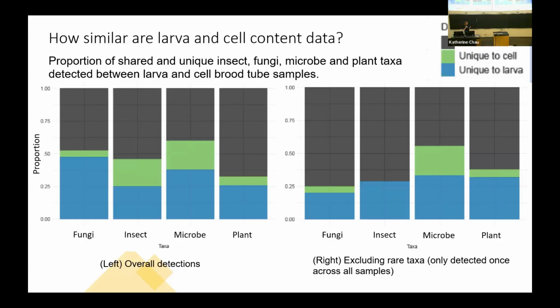It's most noticeable in the fungi, which is the leftmost columns of each graph. And if you look at that, you can see that the proportion of shared detections jumps from 50% to around 75%. So we're seeing a higher degree of these taxa in both cell and larval samples.